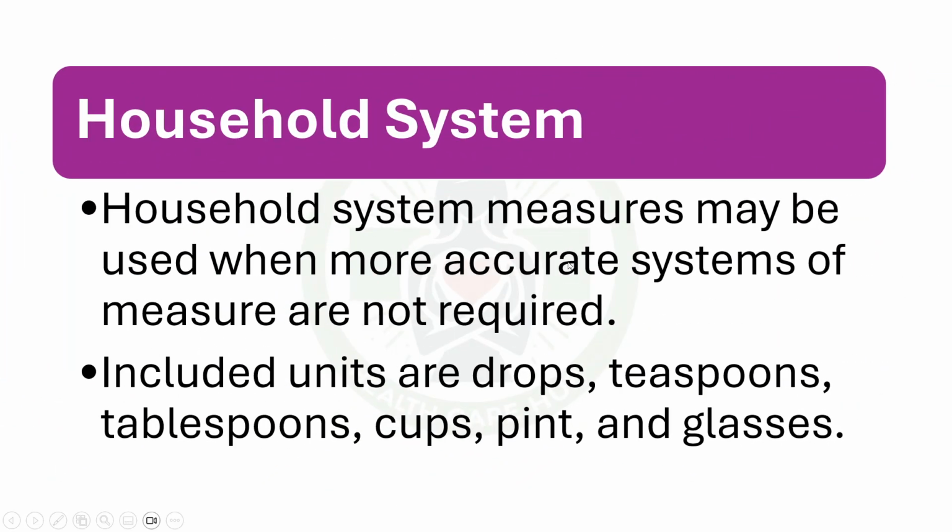Then the household system. Household system is whenever you are cooking anything, how do we measure? In drops or spoons, teaspoon, tablespoon, like that we measure, right? That is called the household method. The household method is drops, teaspoon, tablespoon, cups, pint and glasses. This is the household method of drug dosage calculation.